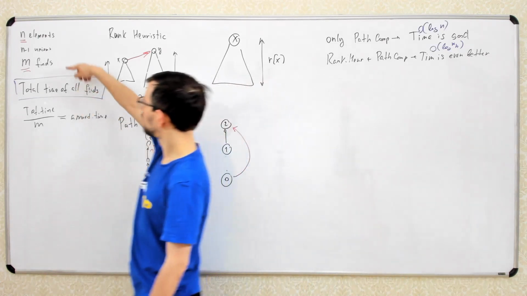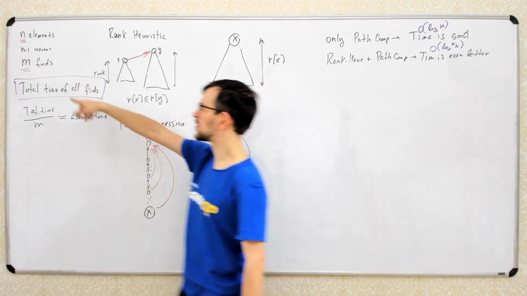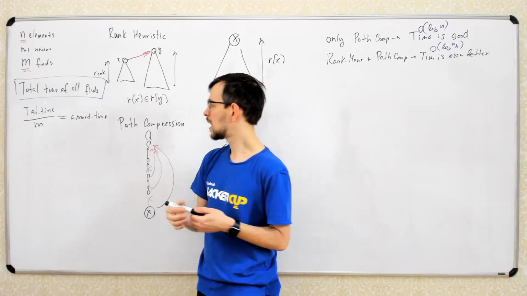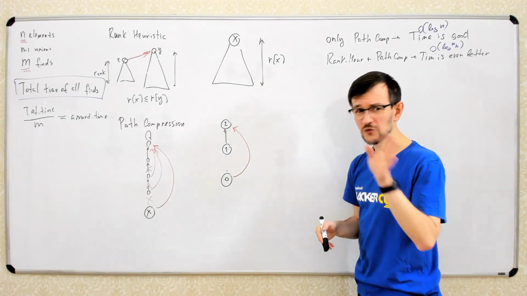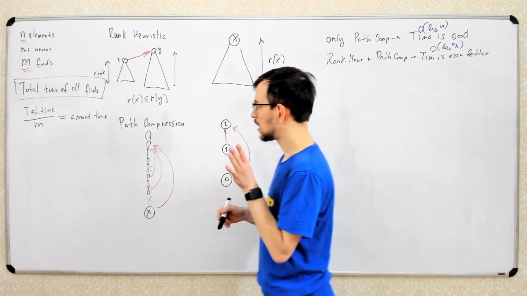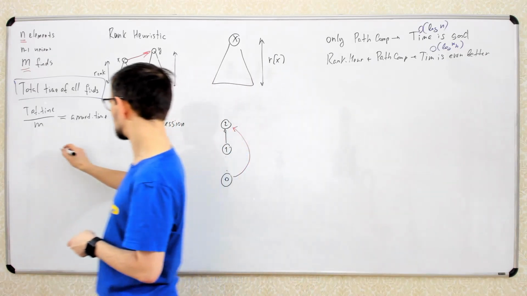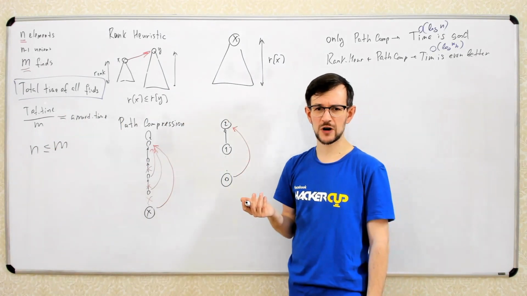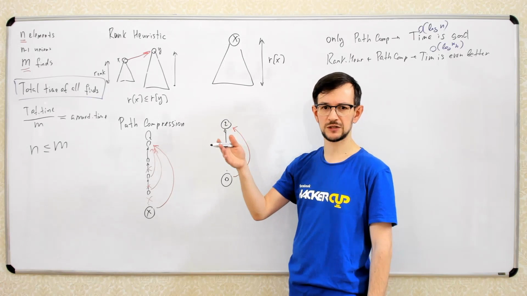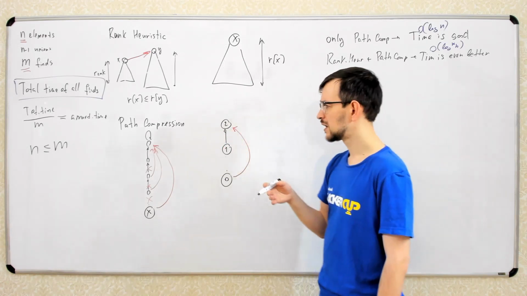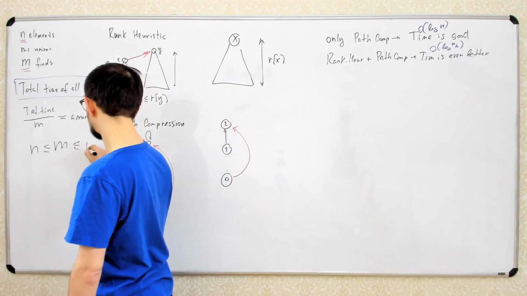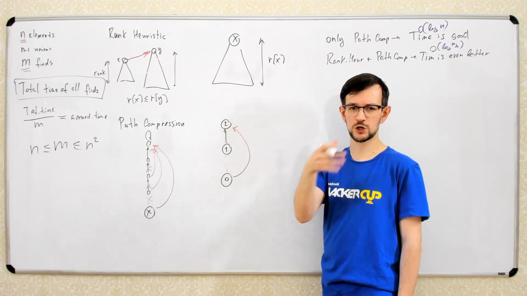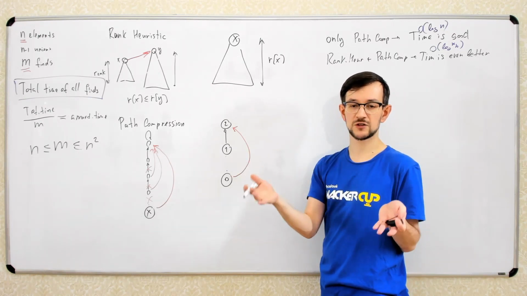Yes, you can include all these unions in finds. You may think of m as the sum of all unions and all finds, like the total number of operations. And for simplicity, I will assume that m is at least n, because if you have fewer than n operations, it's kind of strange. There are some elements which you didn't access at any time. You may just remove these elements. And m is at most n squared, because if you have more than n squared operations, then after each union you get more than n finds. It's kind of strange.